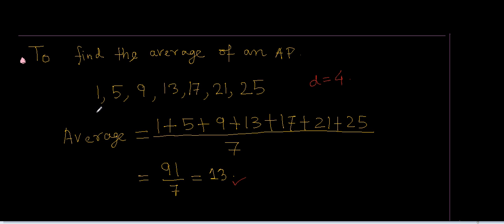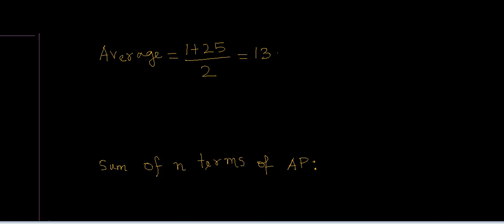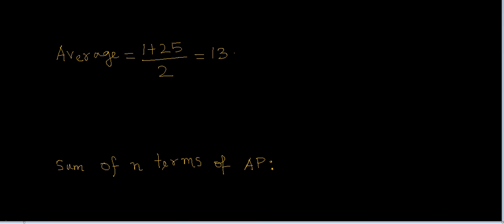Here the first term is 1 and the last term is 25. Let's see the shortcut process. So the average will be equal to (1 plus 25) by 2, that is equal to 13.